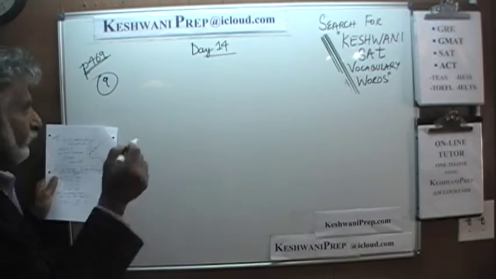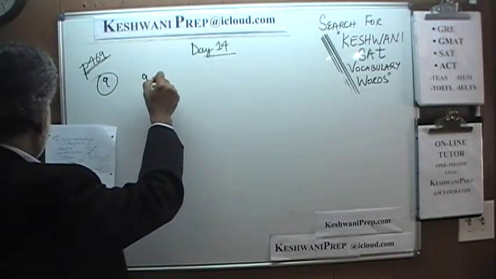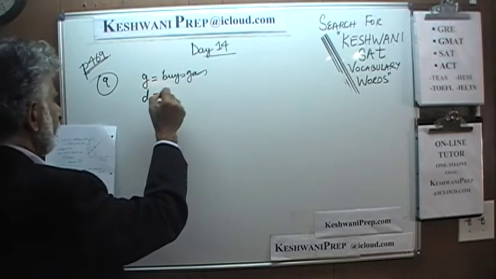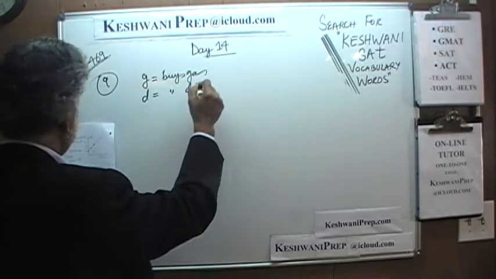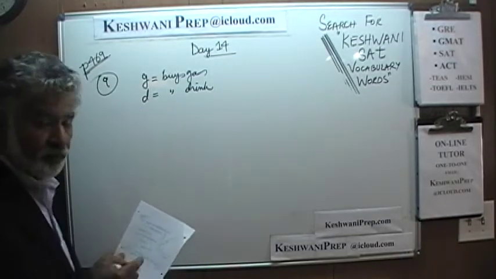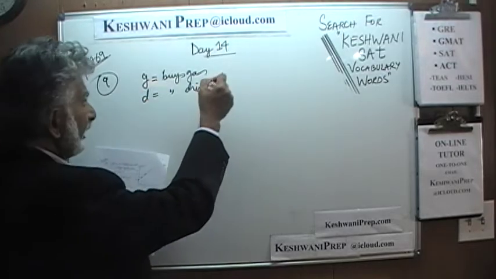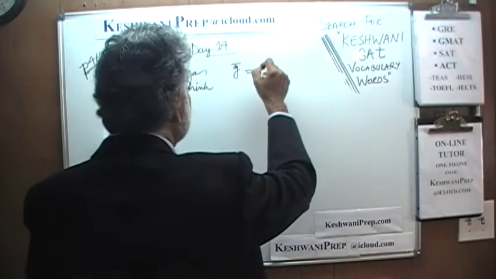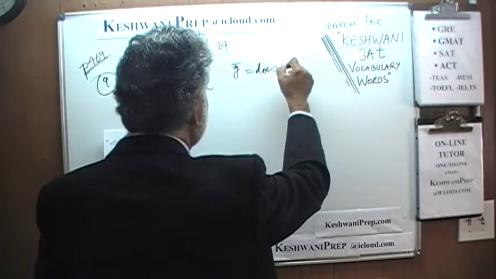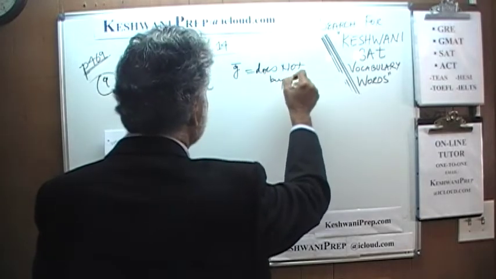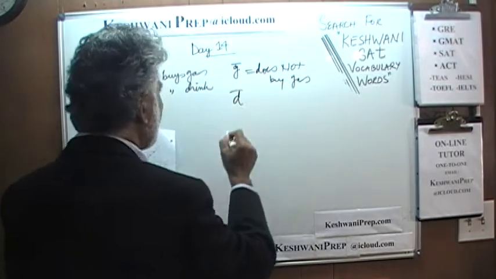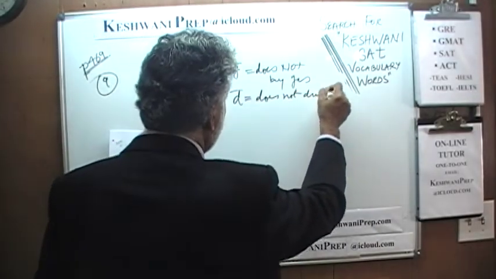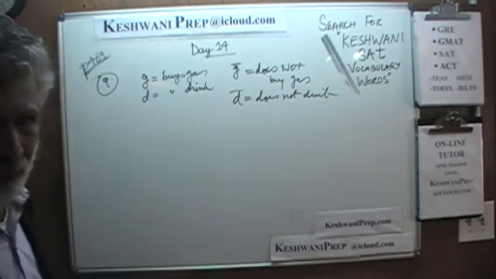Number nine, we're going to use symbols throughout the question. We're going to use G for those people who buy gas, and D for those people who buy a drink. This is standard notation. If G represents something, then G-bar represents does not buy gas. Similarly, D-bar would simply mean does not buy drink. I'm using a symbol so I don't have to write everything down.